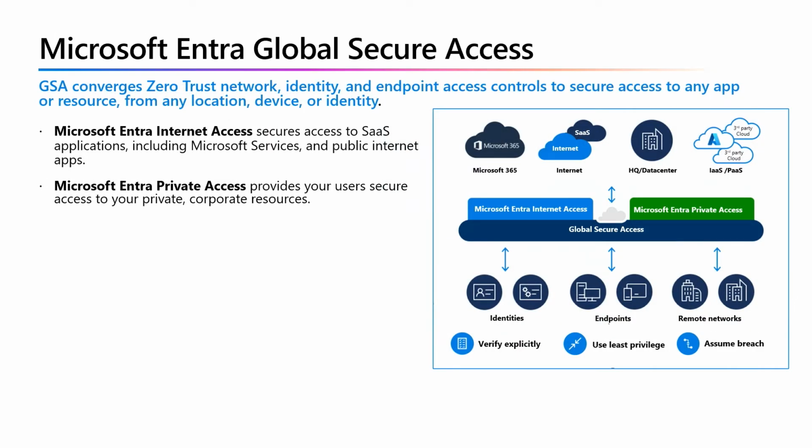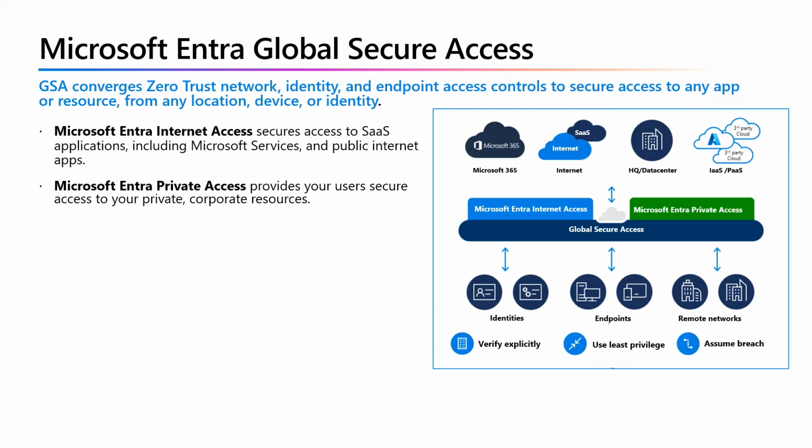Microsoft Entra Admin Center now includes a new set of capabilities grouped under the heading Global Secure Access. Global Secure Access is the unifying term used for both Microsoft Entra Internet Access and Microsoft Entra Private Access. Now, Microsoft Entra Internet Access secures access to software as a service, SaaS, applications, including Microsoft services and public internet apps, while protecting users, devices, and data against internet threats.